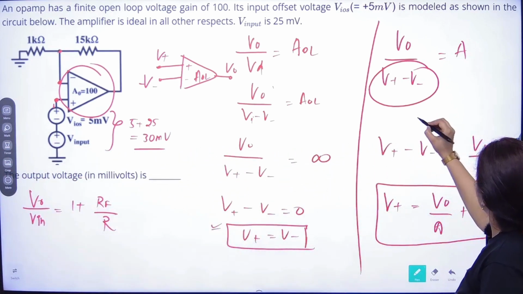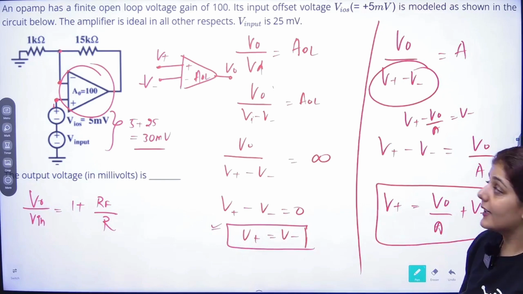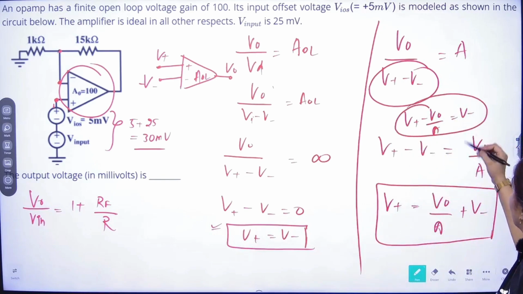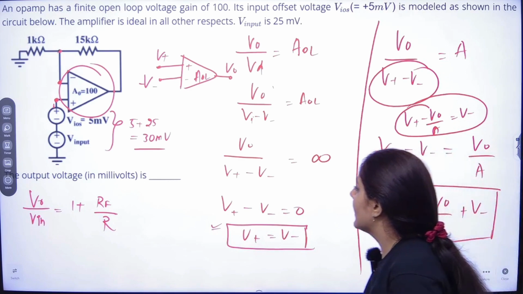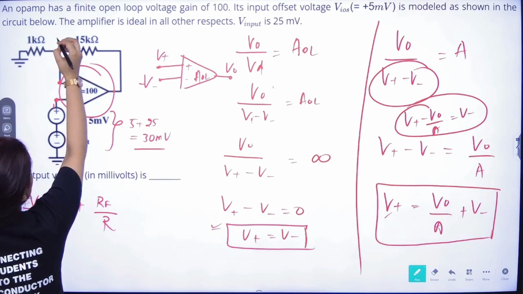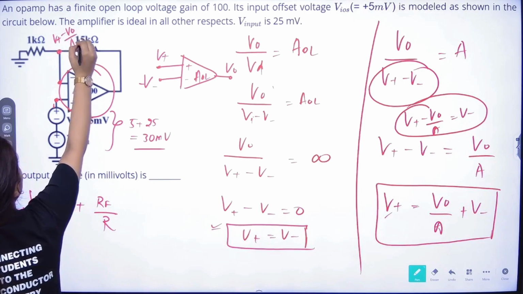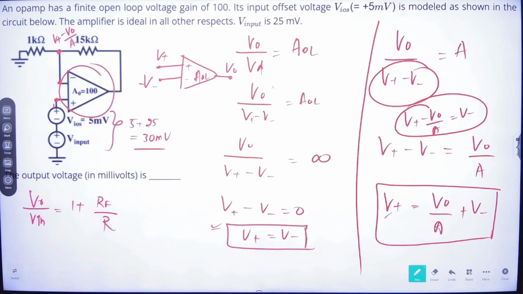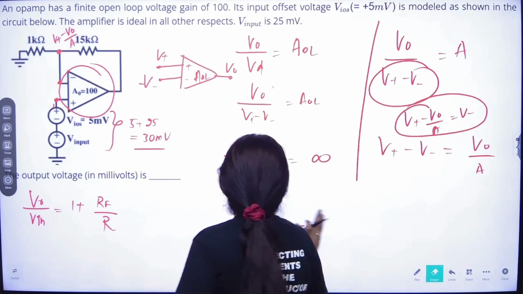V positive minus V naught by A will be equal to V negative. From this I can find out the values for both the terminals, V negative and V positive. I know all the values in this case, right? So this is V positive minus V naught by A, the value of the positive terminal. Now let's solve. I am removing the concept and I will apply KCL here in order to find out the gain.